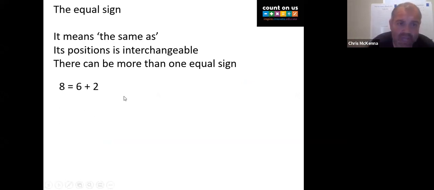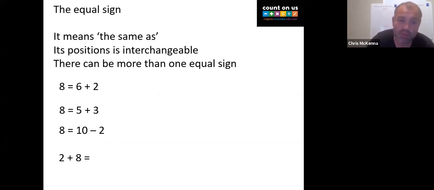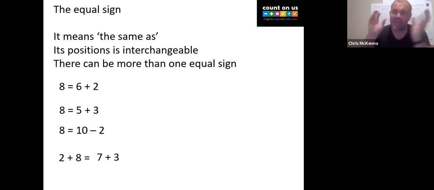So we can have the equal sign at the start. So 8 is equal to 6 plus 2. 8 is equal to 5 plus 3. 8 is also equal to 10 take away 2. 2 plus 8 equal to, what are you thinking? 2 plus 8 is equal to 10? Well, we don't have to write 10, we can write something else. It's equal to 7 plus 3. So we don't always have to have the exact answer. So the equal sign just means these things are the same as each other, equal to each other.